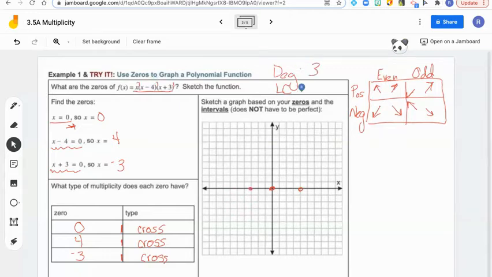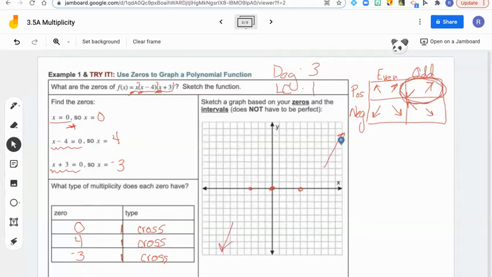And our leading coefficient, look at what's going to happen when we multiply these numbers together. Our leading coefficient is going to be 1. So if our degree is odd and our leading coefficient is positive, we're going to have a graph that looks like this on the end, right? It's going to be down and up.